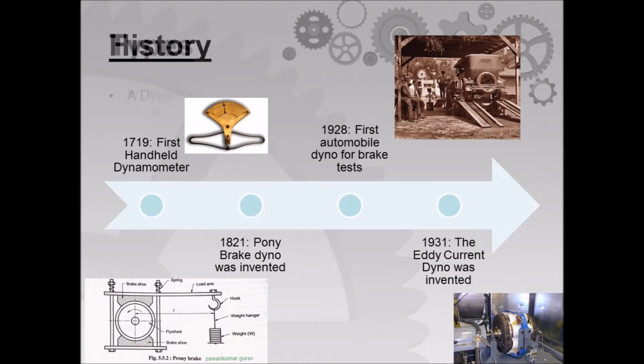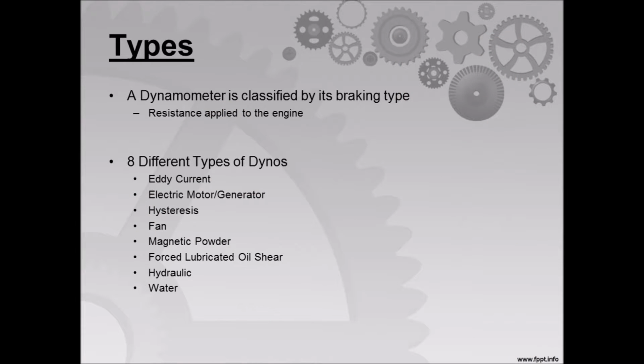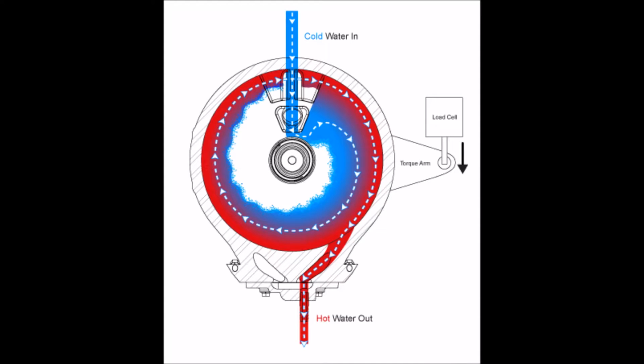presentation. There are many types of dynos which can be classified by their braking type. Braking is how the rotation of the crankshaft is resisted to measure the engine's power. In the interest of time, we will describe a few of these different types and how they resist the rotation of the crankshaft. A water dyno is resisted when a paddle driven by the engine motion spins through water, which can be pumped at various speeds for different levels of resistance.